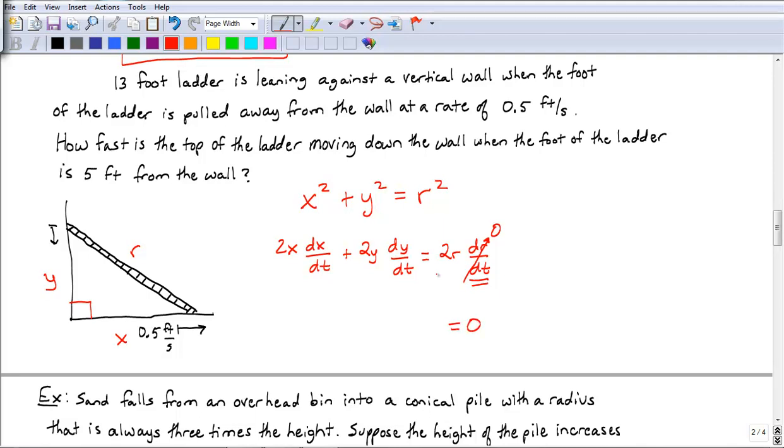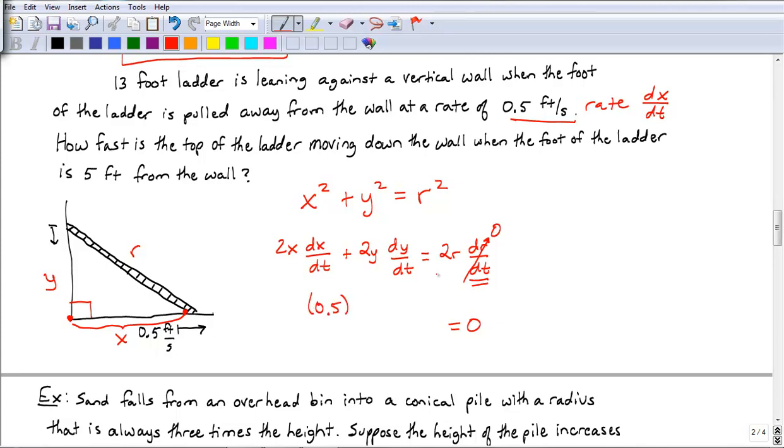Well, then we have to see what we need. We know that the bottom is being pulled away at half a foot per second. Notice the length between the wall and the ladder, which is what x measures, is getting bigger when I pull that away. So that's dx/dt, feet per second tells me that it's a rate, and it's the rate that x changes over time. So my dx/dt is 0.5.